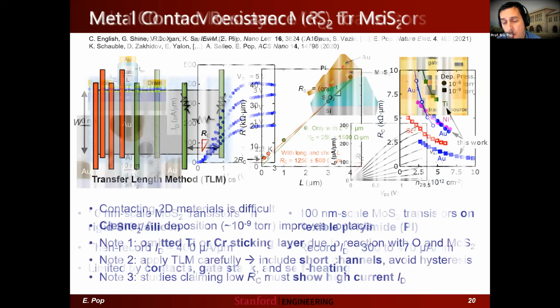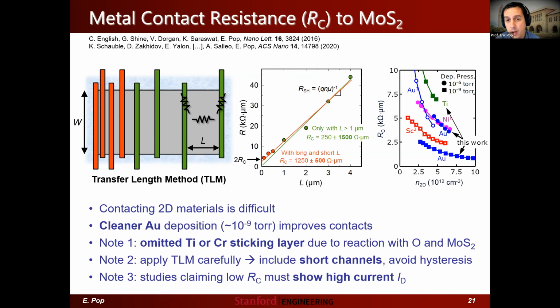Speaking of contacts, one of our contributions in the field of making better contacts with 2D materials has been to use pure gold contacts. We discovered about 5 years ago, in 2016, that you can use pure gold contacts. It's better than using gold with titanium or chromium sticking layers. It's very important to avoid the titanium or chromium sticking layer for the contact, partly because they react with either the MoS2 channel or with oxygen if our deposition chamber is not clean enough. And so you just end up with better contacts if you use pure gold.